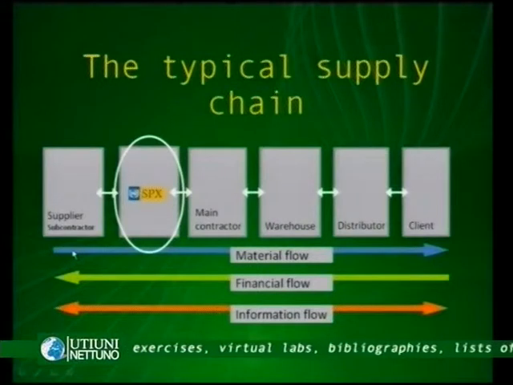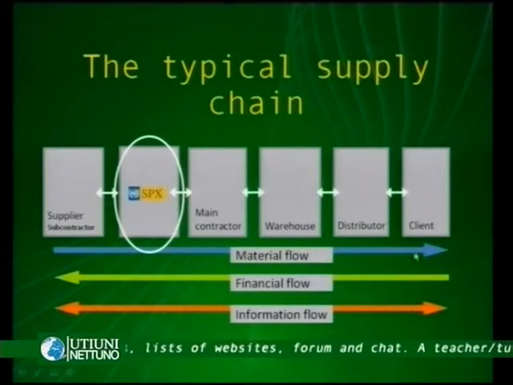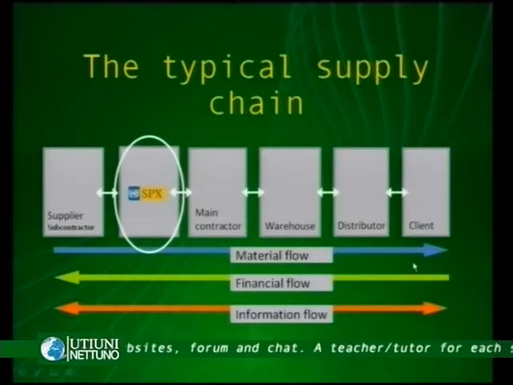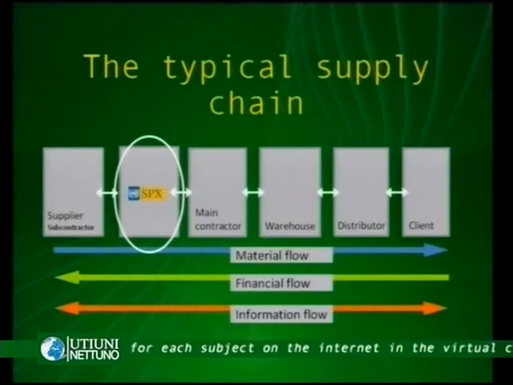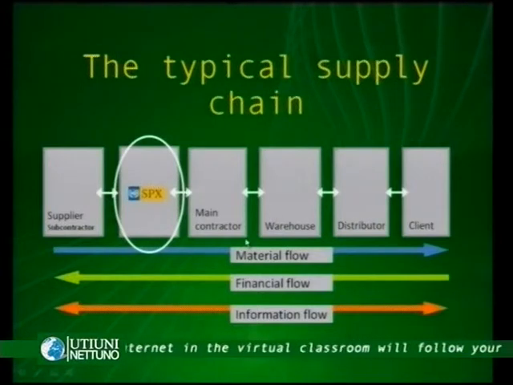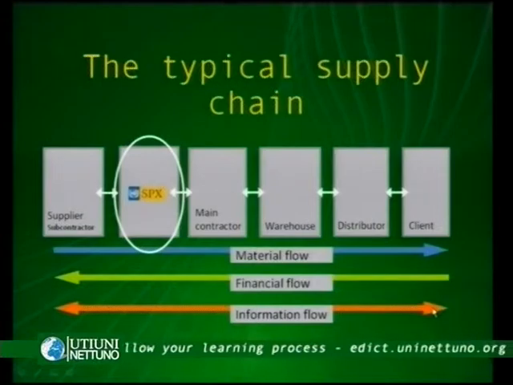The material obviously flows from the left to the right, so at each stage, varying value added is added to the items, and the financial flow is going backwards from right to left, where, for instance, the main contractor has to pre-finance some of the production, especially if it's a very large lot of their suppliers. And then information flow: in modern supply chains, the information flow should be available in real time to all parties, to all entities within the chain. I will come to that a little later.